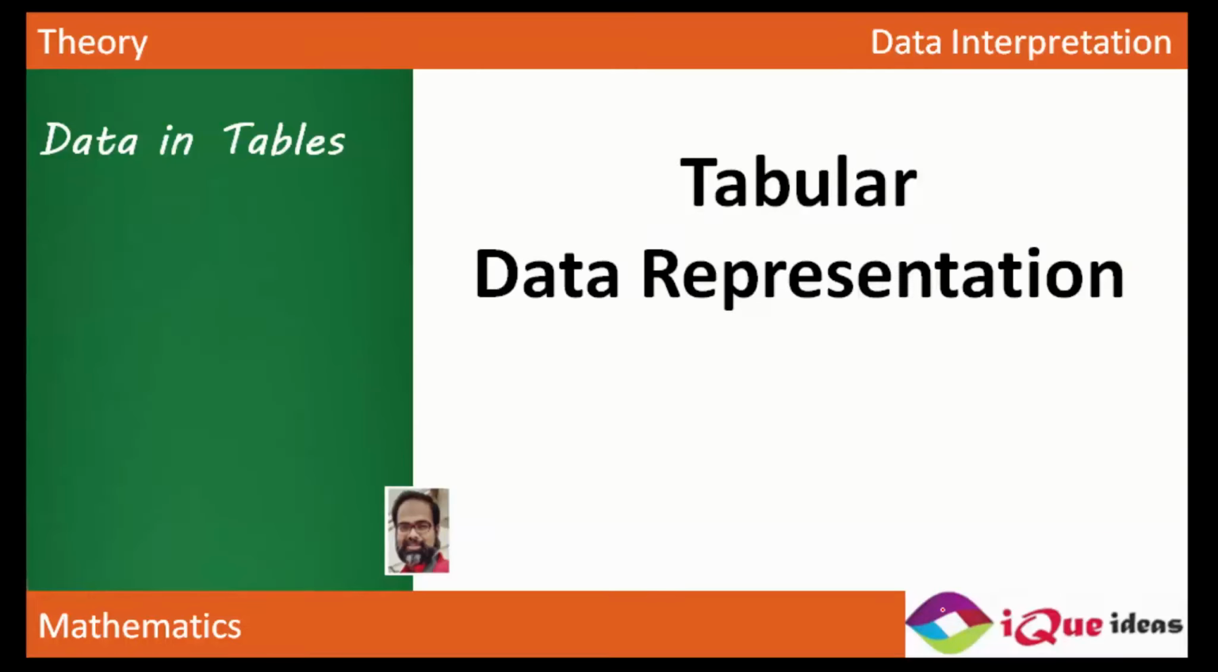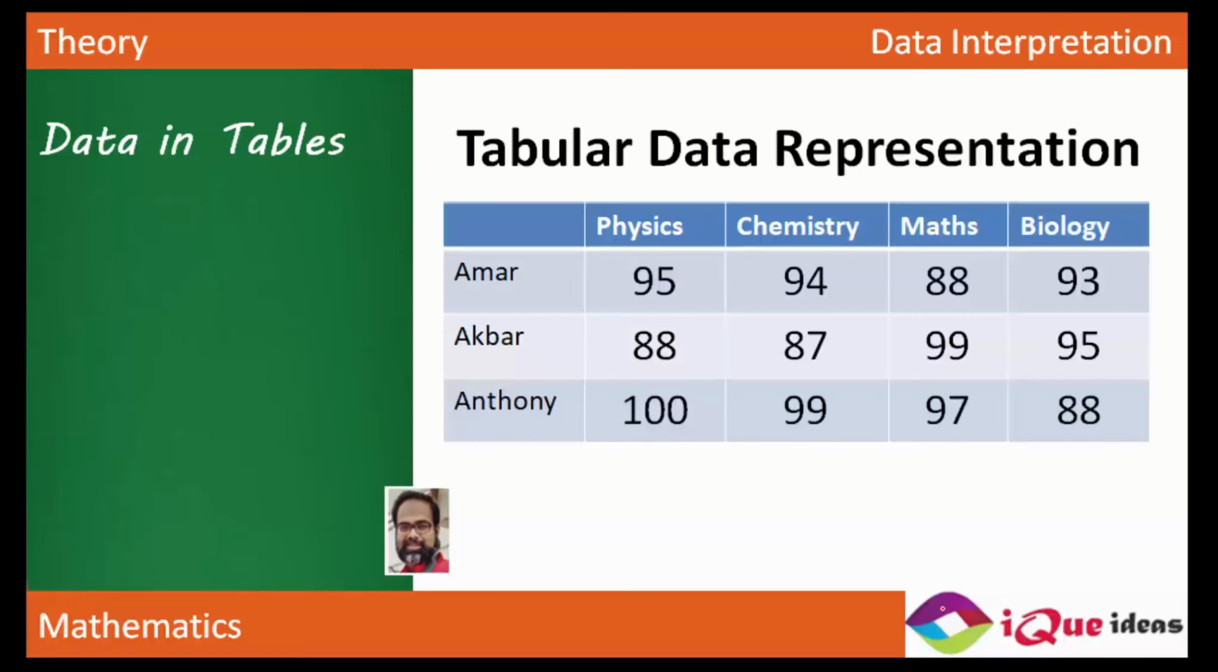Hello everyone. In this video, I'm going to take you through tabular data representation. That is the representation of data in the format of tables. Let us take a simple example to understand how certain types of data can be well represented in a tabular format. Now, this particular table gives me the marks obtained by three students, Amar, Akbar, and Anthony, in four different subjects, including physics, chemistry, mathematics, and biology.